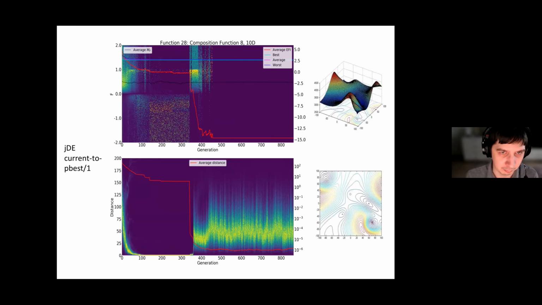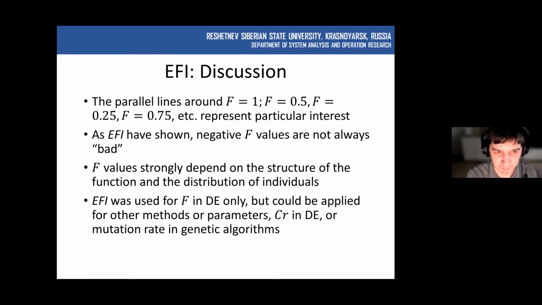For example, for some complex composition functions, it may happen so that negative F values, so going opposite, away from better solutions, is the only way to get an improvement. So this is the case when we are stuck in a local optimum, and we should do something about this. So this might also happen. But yes, we see these parallel lines with F equal to 1, 0.5, and so on. This shows that differential evolution is actually very good in structured search space. And well, it depends on the structure very much.